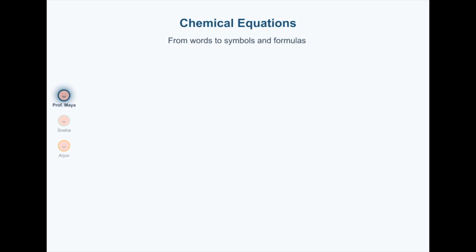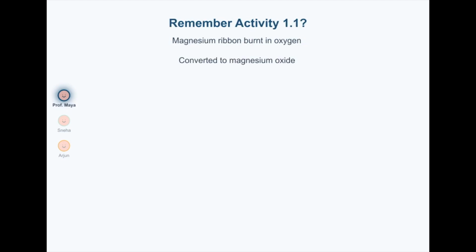Today we will learn how to write and balance chemical equations, making chemistry much more concise and useful. Remember our activity 1.1. When a magnesium ribbon is burnt in oxygen, it gets converted to magnesium oxide. But describing this in a sentence is quite long.